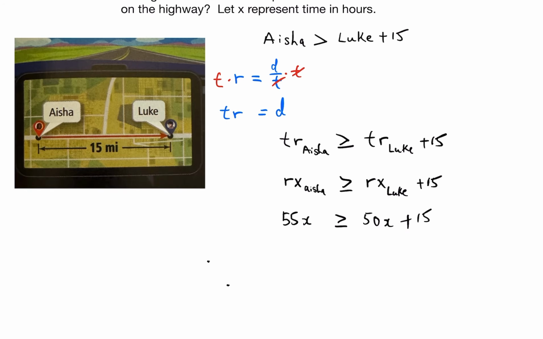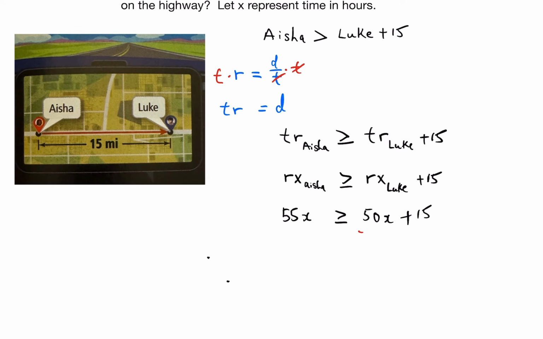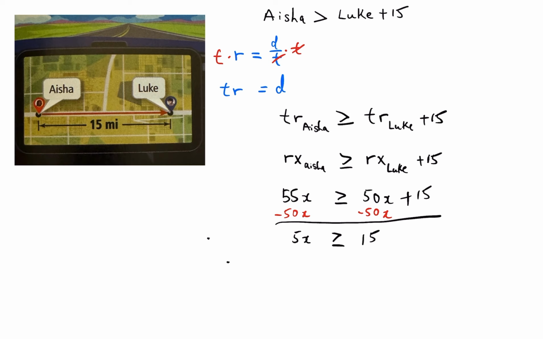So if we go ahead and solve for this, what we need to do is move this 50x to this side of the inequality. To do that, we have to subtract 50x from both sides. And when we do, we get 5x is greater than or equal to 15. Then isolating x, we'd have to divide both sides by 5. And x is therefore greater than or equal to 3.